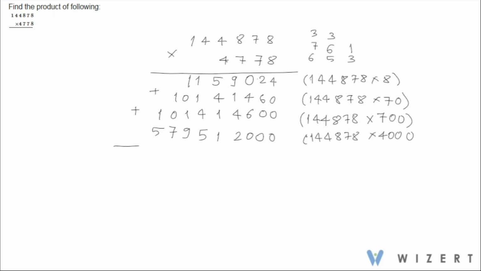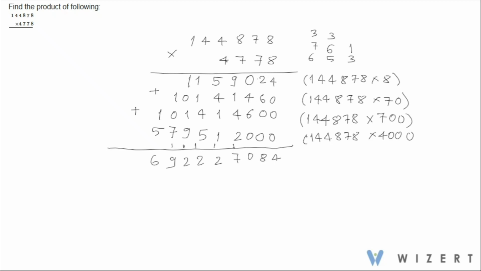So now we simply add all 4 rows. 4, 6 plus 2 is 8, 6 plus 4 is 10, 1 carried. 9 plus 1, 10 plus 7, 17. Again 1 carried. So 5 plus 4, 9 plus 1, 10 plus 2, 12. 10 plus 2, 12. 7 plus 2, 9. 6.